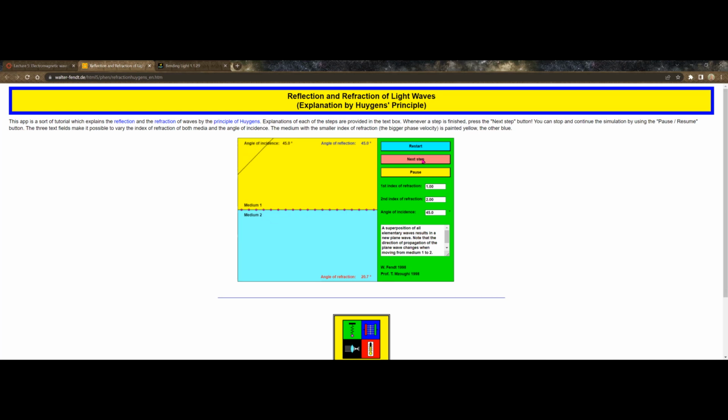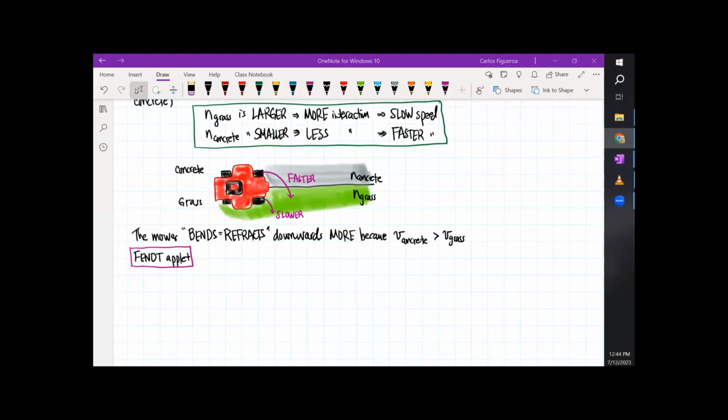And now look what happens. You could see the bending of the ray, and you could see that front moving slower. And that's because there's a wave speed change, which is exactly what we're seeing in this situation right here. Now note that applet's a little bit more advanced, but it still shows what's going on pretty well.